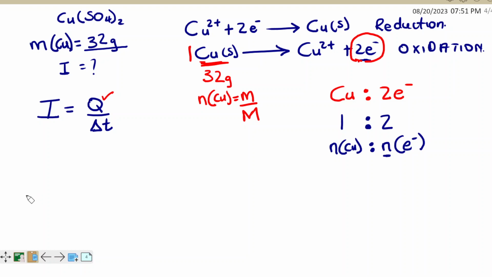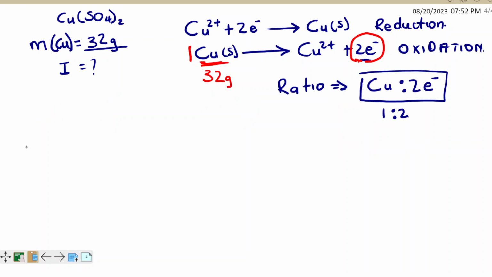Okay, so we are gonna start here. We start with formula number 5, which says the number of moles of the copper is equal to the mass of the copper deposited divided by the molar mass. Now the mass is said to be 32 grams over, what is the molar mass of the copper?